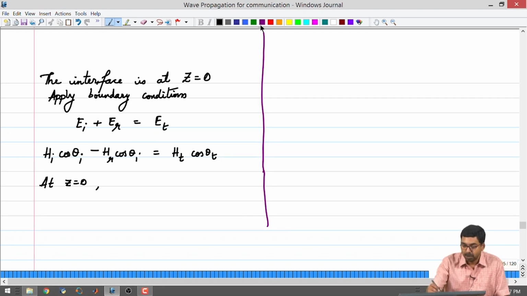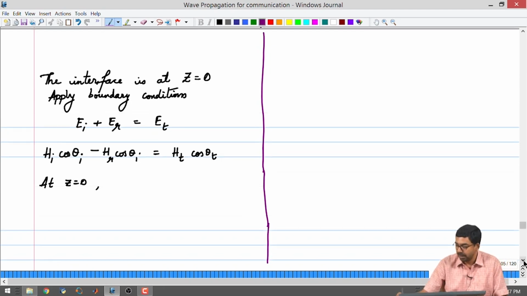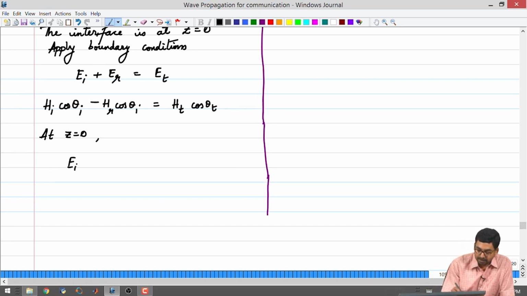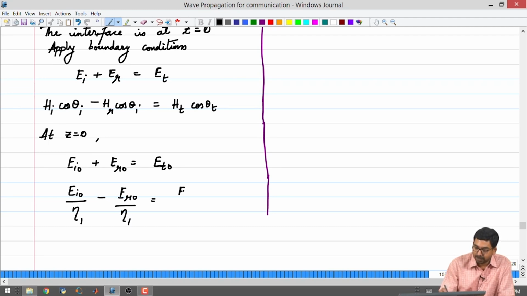So, you can also be more specific, saying that at z equal to 0. This means that whatever you wrote within your exponential minus j k dot r, it is at z equal to 0. Okay. So, this just means that you are having EI naught plus ER naught is equal to ET naught. And for the case of the magnetic field, you can always write this down using Ohm's law, EI naught divided by eta 1 minus ER naught divided by eta 1 again, the same medium, is equal to ET naught divided by eta 2.